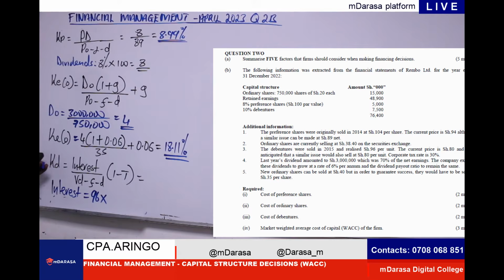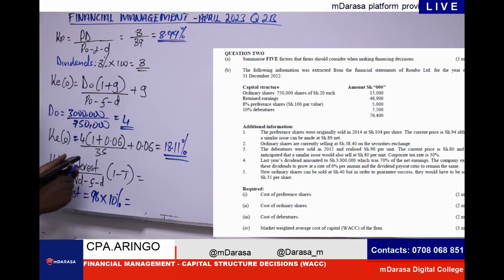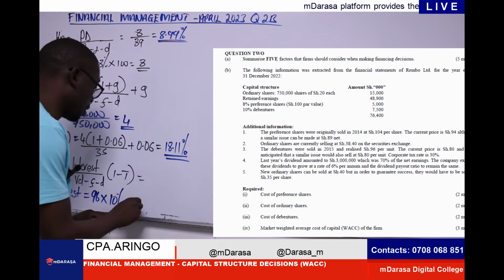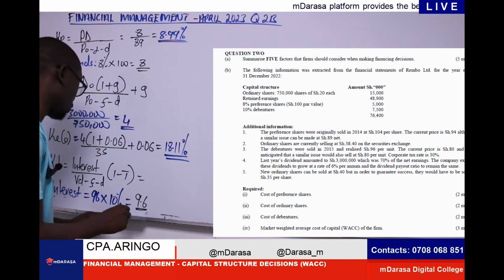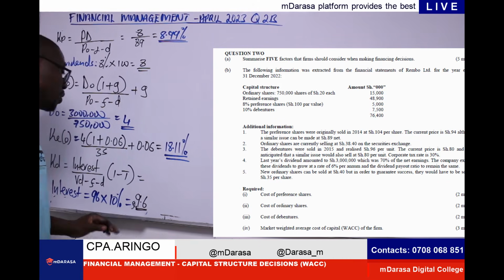We multiply by the rate of this debt, the cost we are given, 10%. So therefore, we can agree that the interest on this debt would be 10% of 96, which would give us 9.6. That is the interest, not 9.6% but 9.6 shillings, right? So that will be our interest.